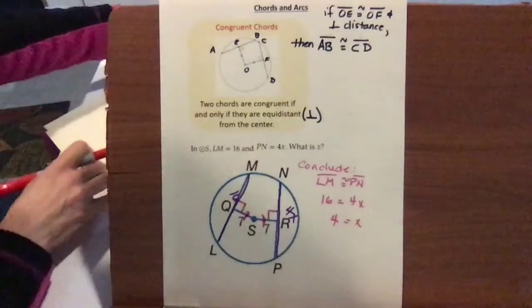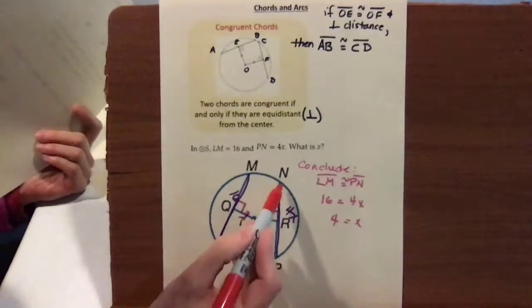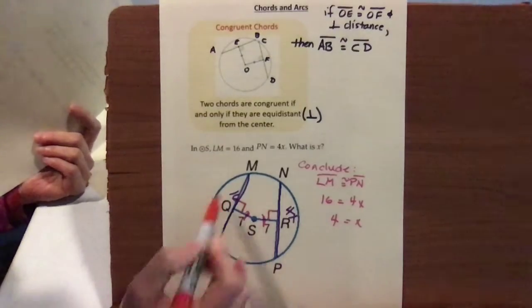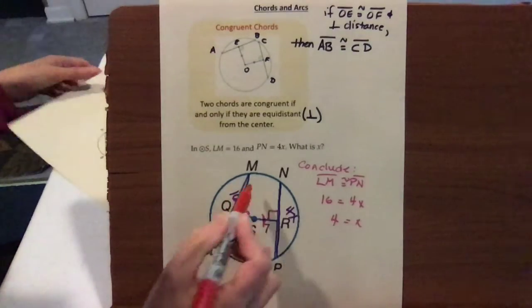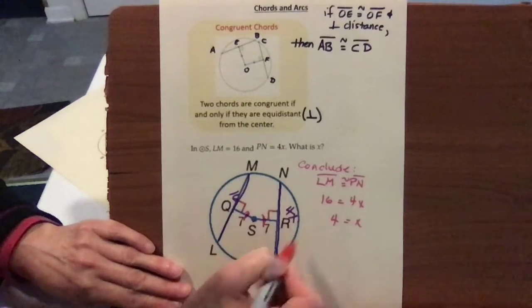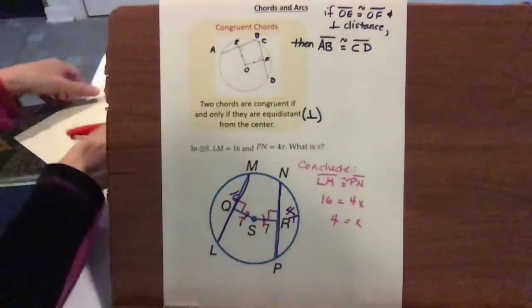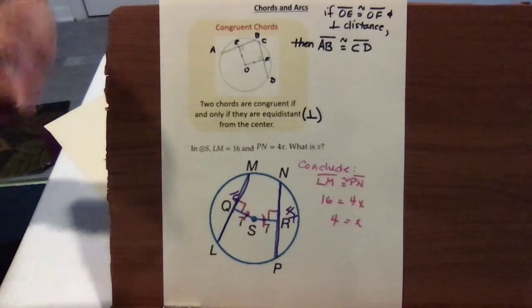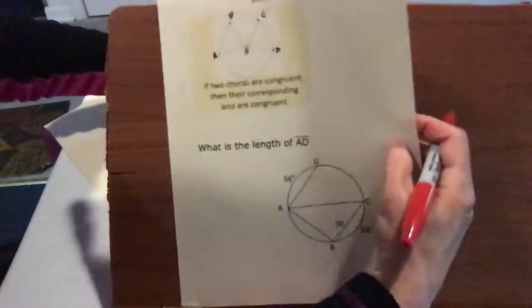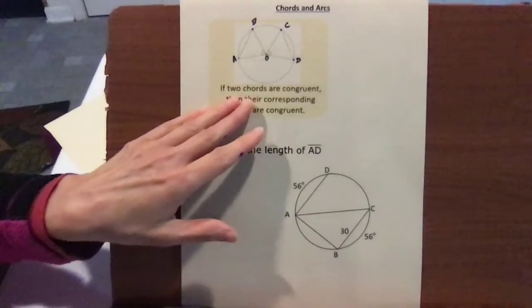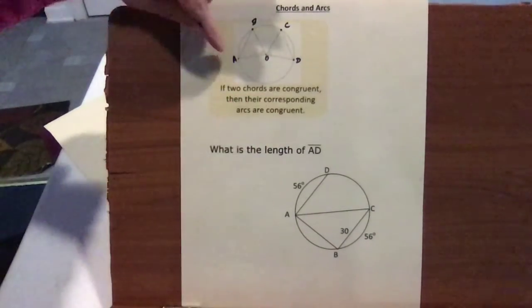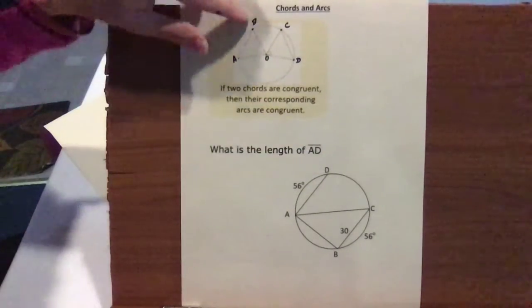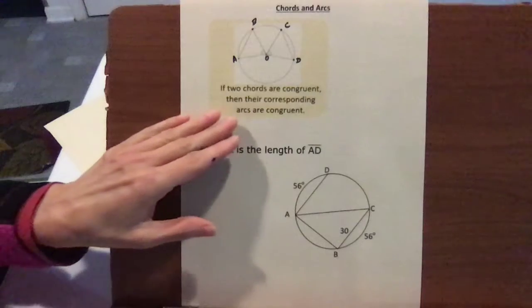So in this case, since NP and LM are congruent chords, then their arcs LM and NP would also be equal. And remember, that would be in degree measurement as opposed to length. Okay, so let's take a look at this. Here's our next theorem. I did label here, so I made the circle O, A, B, C, and D. If you're taking notes, again, you can relabel with me.